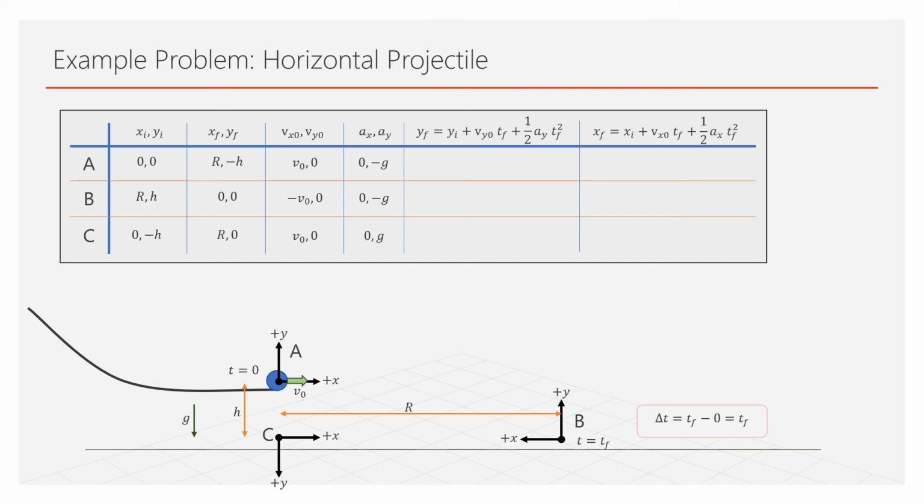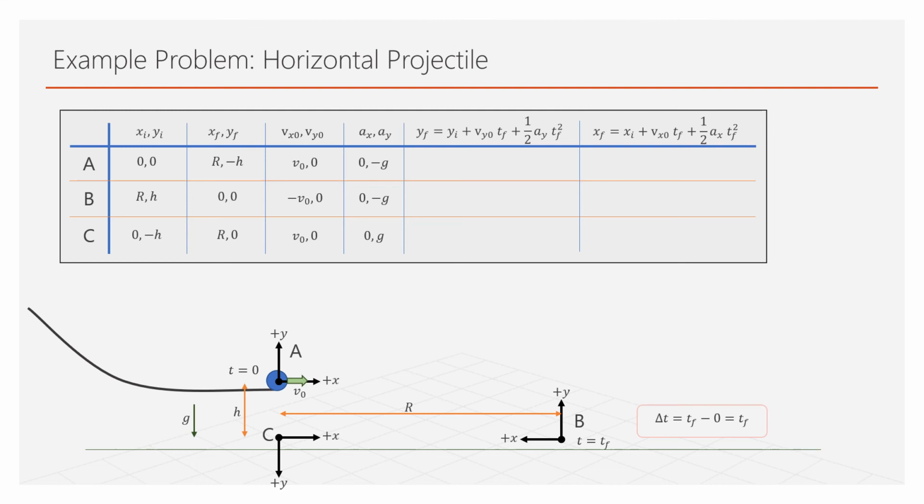Now that we have all of the parameters for each of the three coordinate systems, we can then plug in the parameters to the equations that are relevant. We have information about time, and we know the initial and final position, the velocity, and the acceleration. So the equations that relate the position over time are going to be useful. Here are the equations you see here in the last two columns.